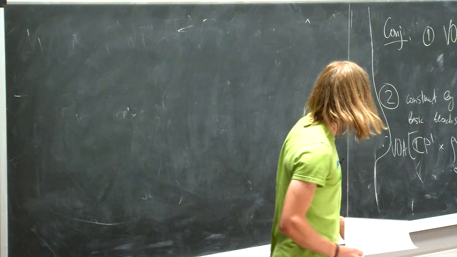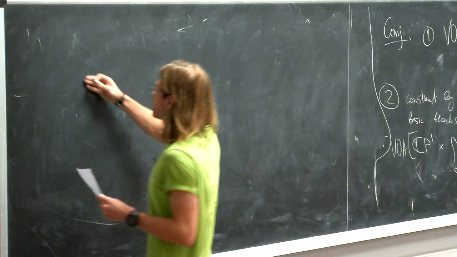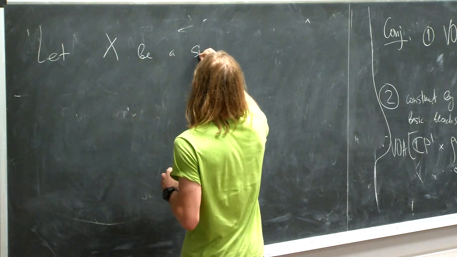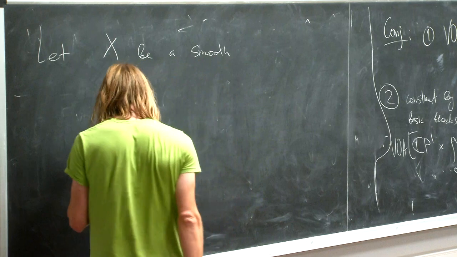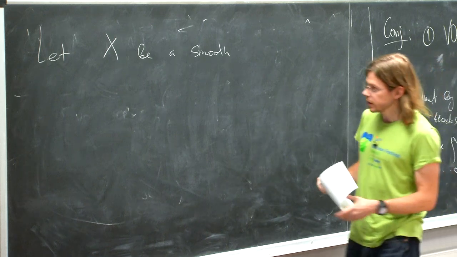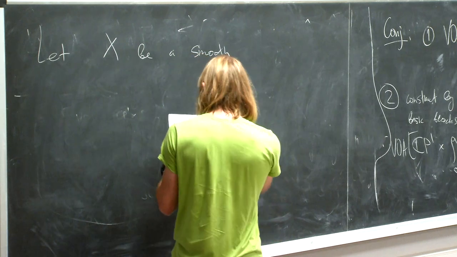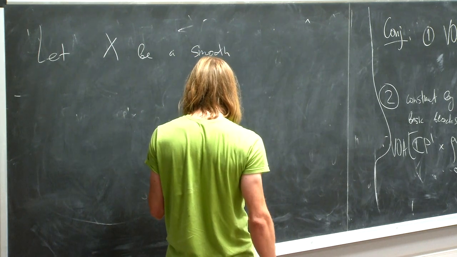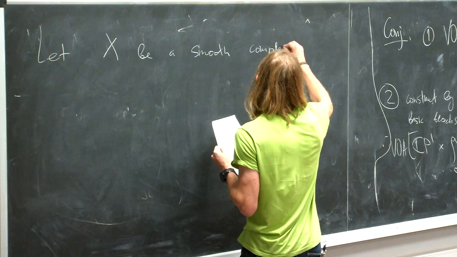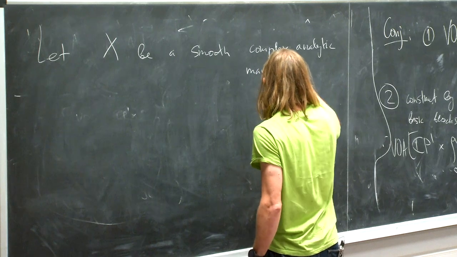Okay, so let me briefly review what the sheaf of chiral differential operators is. Let X be smooth. Here I'm actually assuming smooth, which is not exactly true for this Higgs branch, but let me anyway give you a general definition just for the smooth case: a smooth complex analytic manifold.